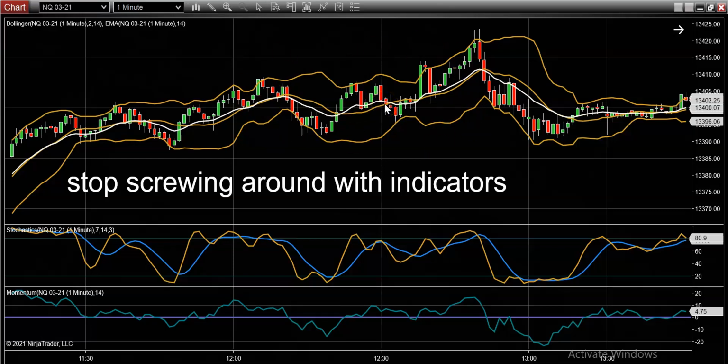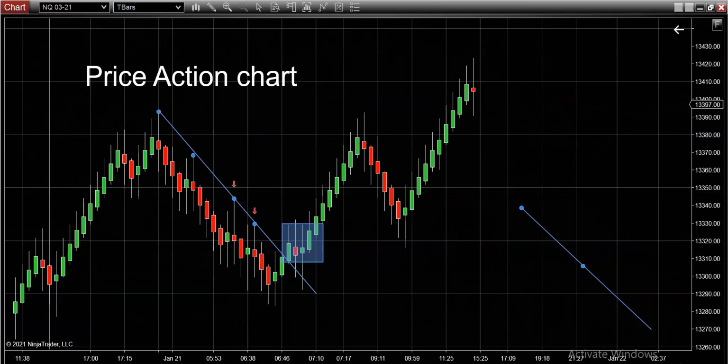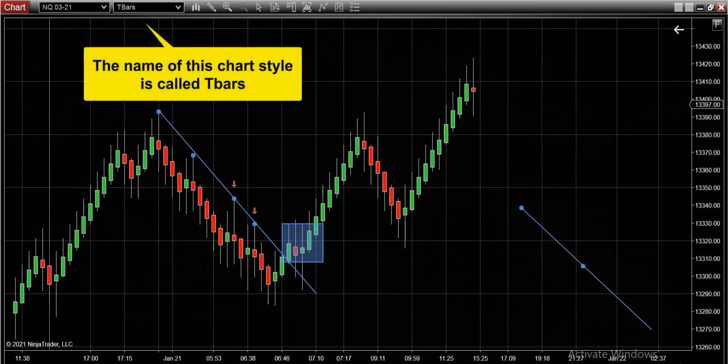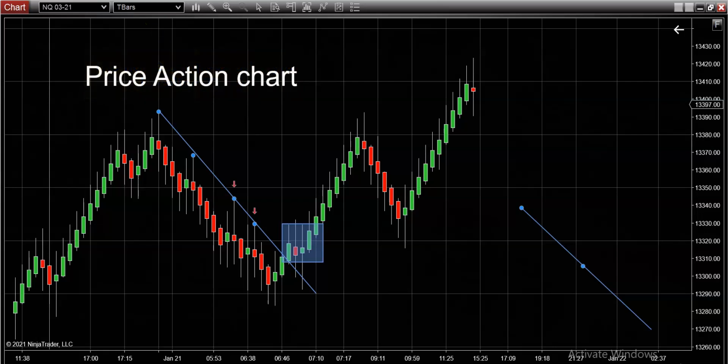this nonsense chart. What I like about my price action type charts, and by the way, the name of this chart style is called TBars, guys, just so you know, you can actually see the name of the chart in the top here. What I personally love, maybe even more than any other aspects of these proprietary T-bars, is the ability of the chart to show me exactly, without any subjectivity, where to place my stop. Okay, so let me show you how that's indicated here on this chart.